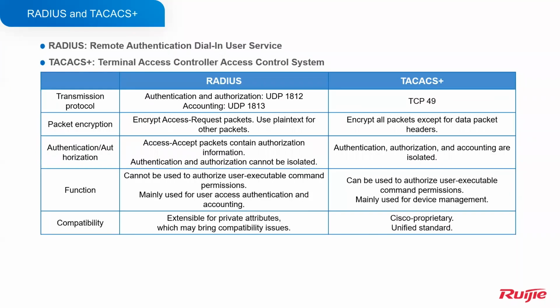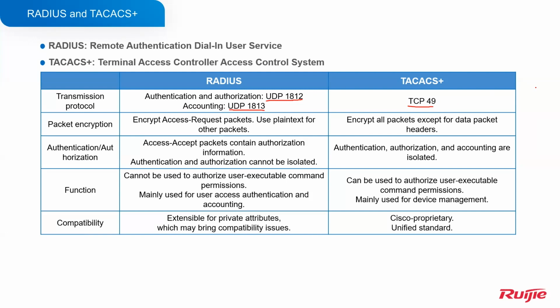Okay, next, about RADIUS and TACACS Plus. RADIUS stands for Remote Authentication Dial-In User Service. TACACS Plus stands for Terminal Access Controller Access-Control System. And then let's see some differences between them. For the transmission protocol, RADIUS uses UDP 1812 for authentication and authorization, while UDP 1813 for accounting. TACACS Plus uses TCP 49 for authentication, authorization, and accounting.